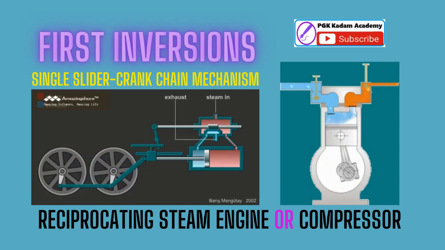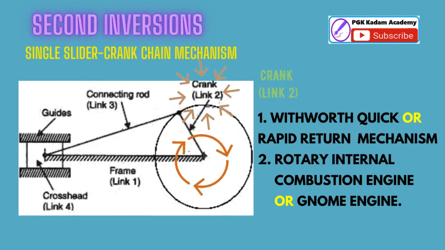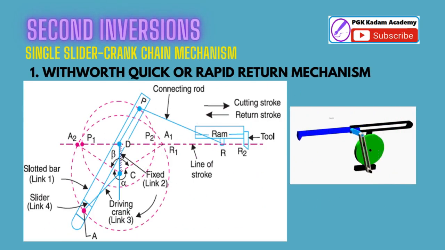Reciprocating engine or compressor. Second inversion of single slider crank chain: when link 2, the crank, is fixed as shown in the figure. Under this inversion there are 2 types of applications: 1. Whitworth quick return mechanism. 2. Rotary internal combustion engine or Gnome engine. 1. Whitworth quick or rapid return mechanism.